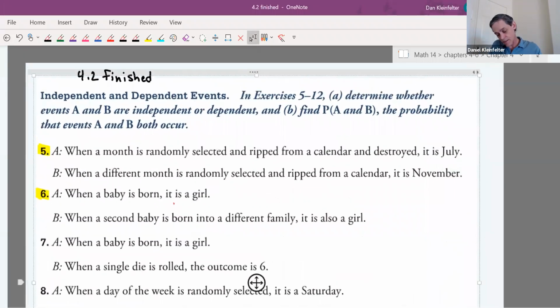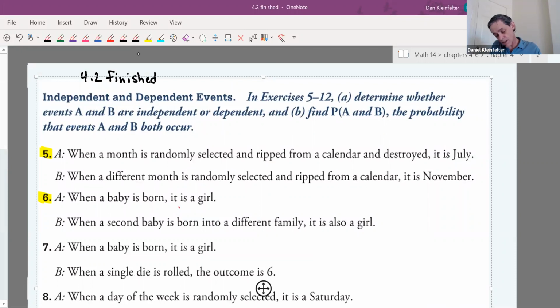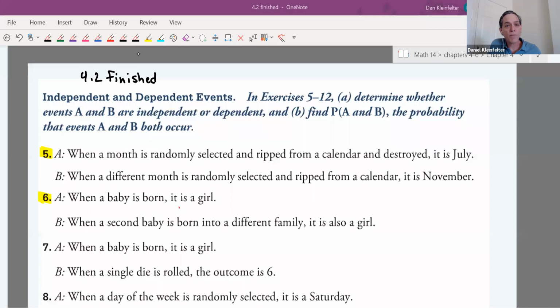In this, we're to decide whether the events are independent or dependent, and then find the probability that both events A and B occur. So we're just going to try a couple of these. For 5, it says, when a month is randomly selected and ripped from the calendar and destroyed, it is July. And then B, when another month is randomly selected and ripped from a calendar, it's November. So here, those are going to be independent or dependent. Okay, so let's think on that for a minute.